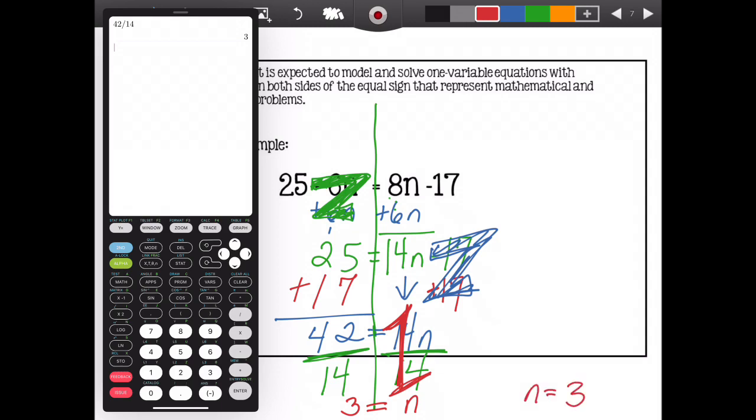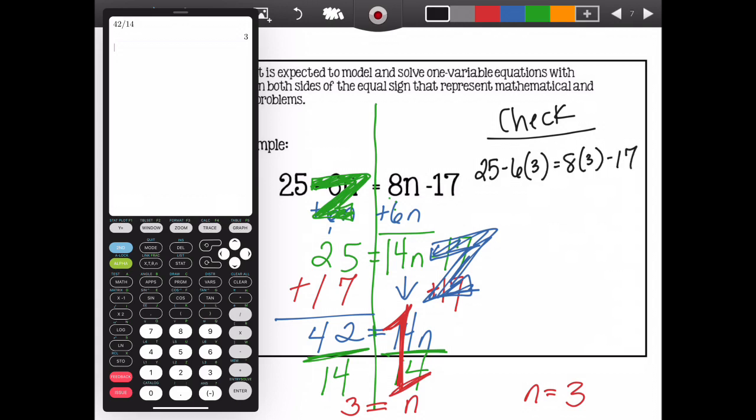But again, I don't want to just stop there. I always want to check. So I'm going to plug 3 back into my equation, okay, and I'm going to check it with a calculator to make sure. So wherever there's an n, I'm going to substitute 3. So 25 minus 6 times 3 equals 8 times 3 minus 17.